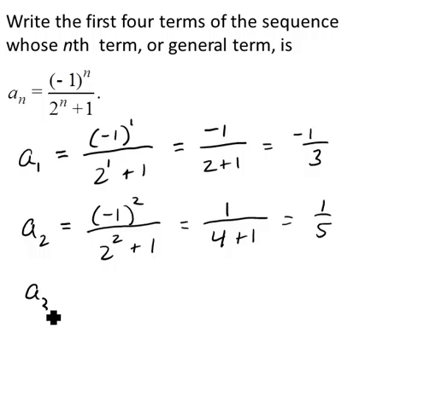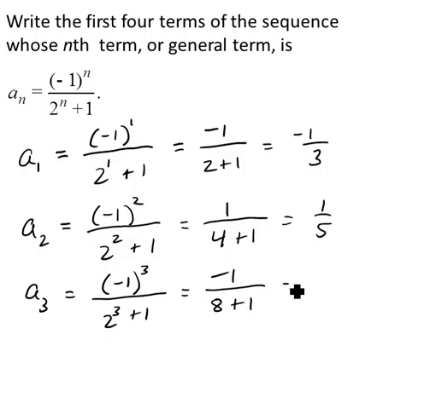Then a3, that's the third term. So plug in a 3 for n, so it's negative 1 to the third over 2 to the third plus 1. Negative 1 to the third would be negative 1 times negative 1. That's positive 1. Times negative 1 again, so that's negative 1 over, and then 2 to the third is 8 plus 1, and 8 plus 1 is 9, so we get negative 1/9.